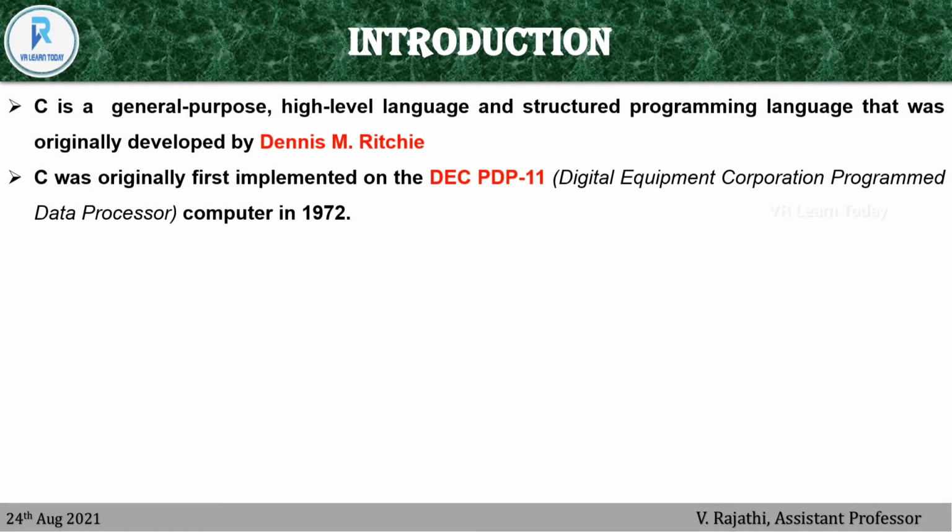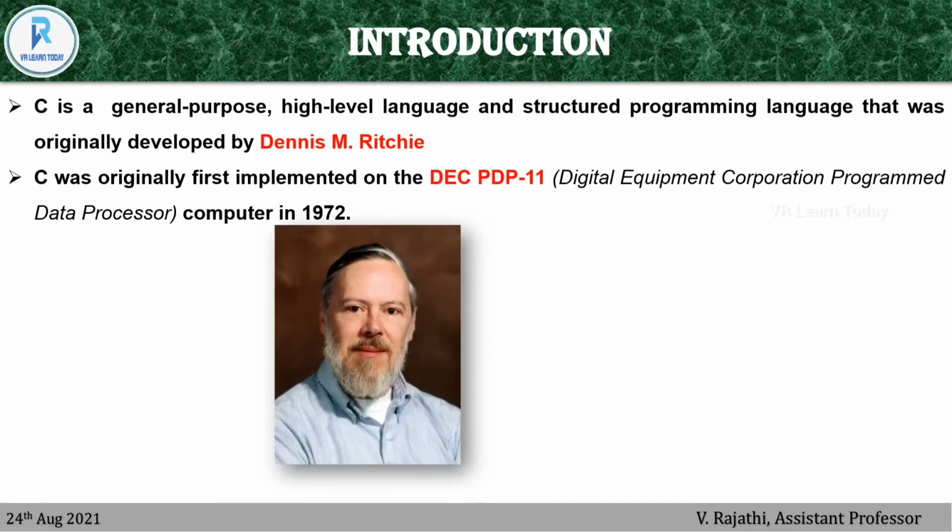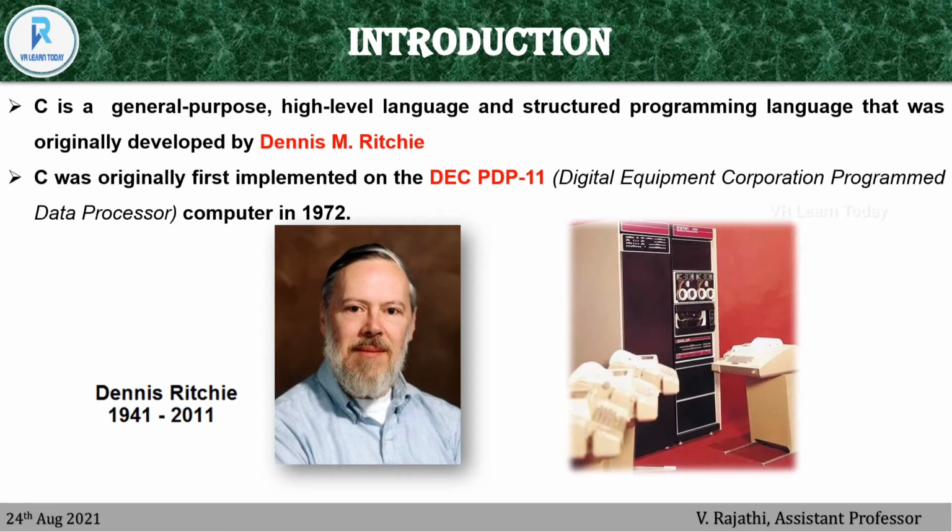So first, the introduction. C is a general purpose, high level and structured programming language. It was originally developed by Dennis Ritchie, and C was first implemented on the DEC PDP 11. The expansion of DEC PDP is Digital Equipment Corporation Programmed Data Processor. So this is the computer named DEC PDP 11, and this is the man, Dennis Ritchie, who created the C programming language using this computer in 1972.